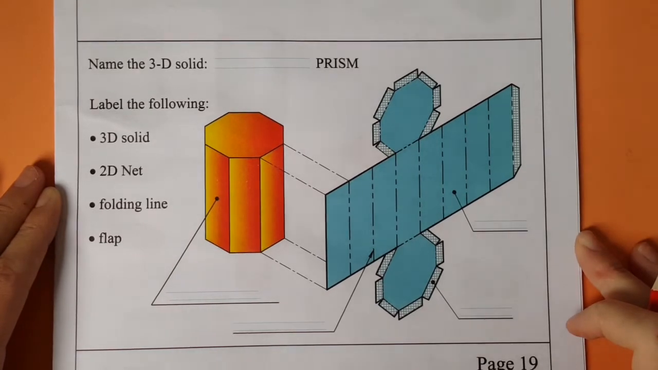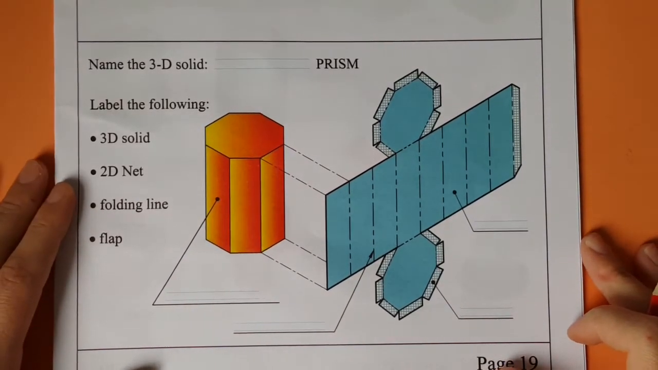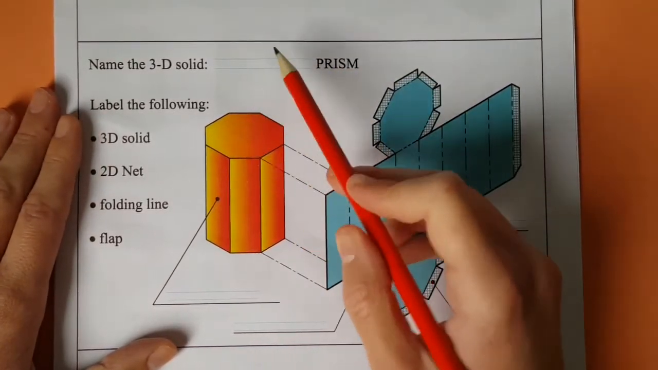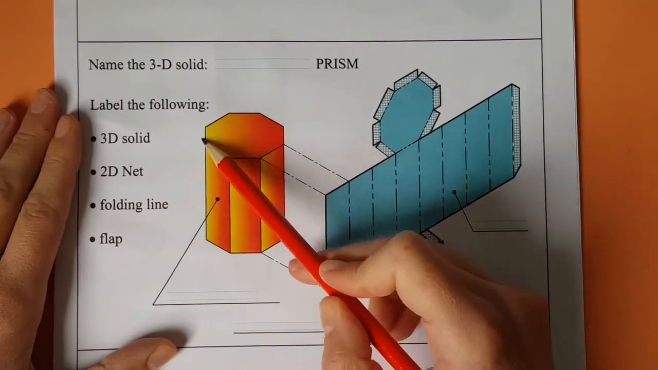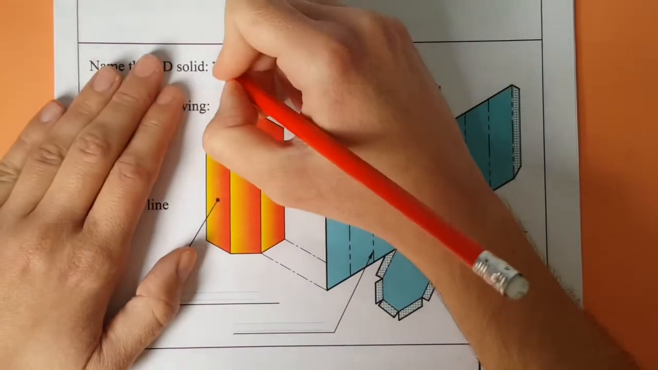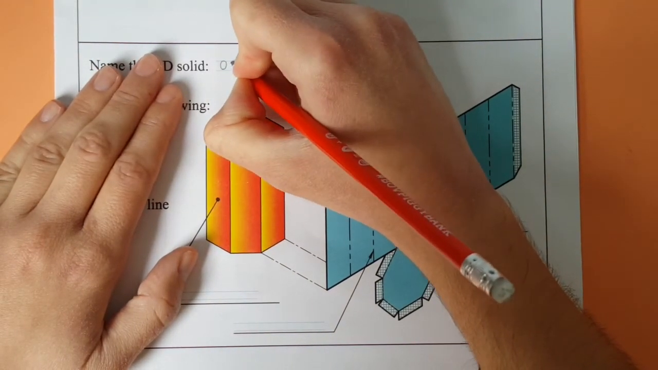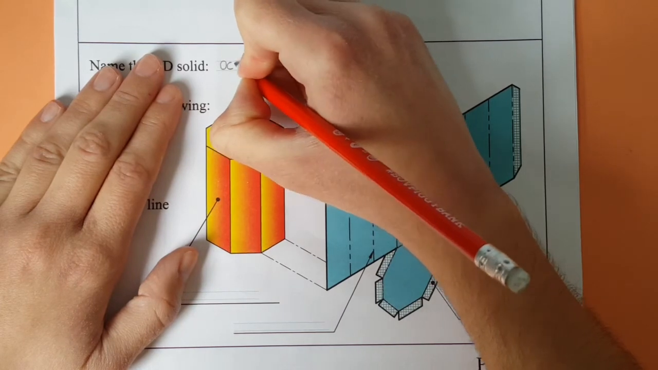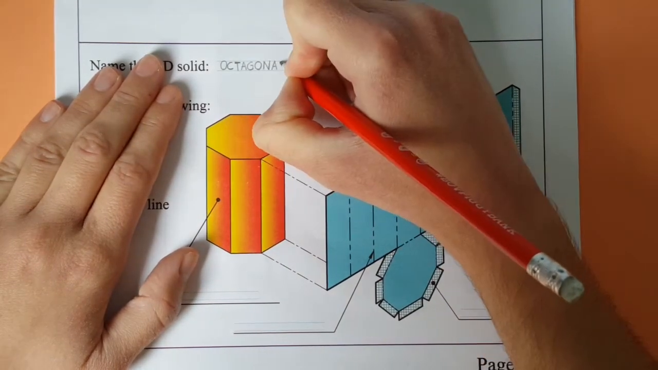Lastly, we have a 3D solid prism with a profile of a shape with 8 equal sides. Therefore, a shape with 8 equal sides, we have an octagonal prism. Once again, write down in capitals and as neat as possible.